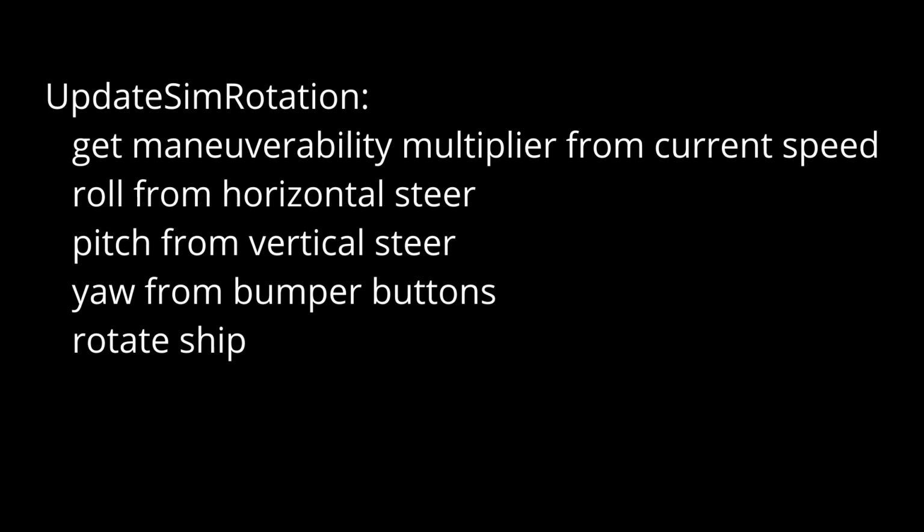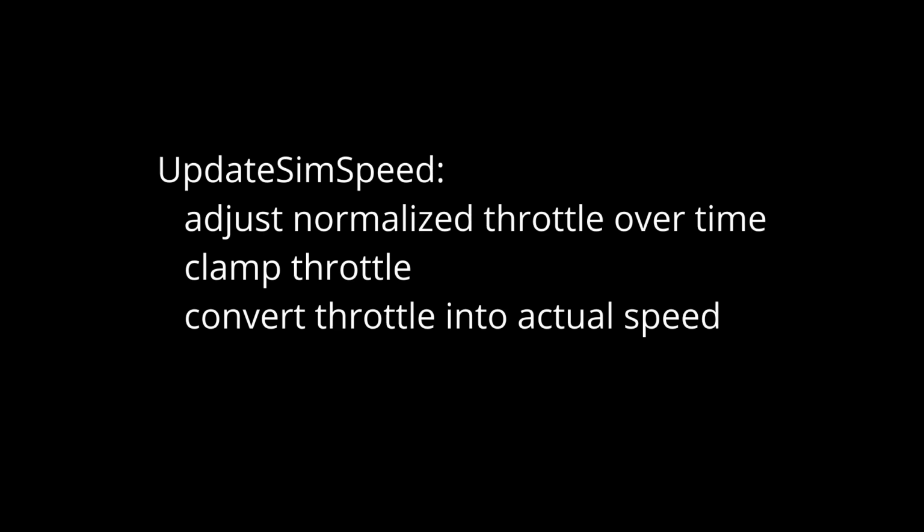Then for updating sim rotation, we're going to get the maneuverability multiplier from current speed. We're going to roll from horizontal steer and pitch from vertical steer. And we're going to use yaw with buttons. Then we rotate our ship. For updating sim speed, we're going to adjust the normalized throttle over time. We're going to clamp the throttle, and then we're going to convert the throttle into actual speed.